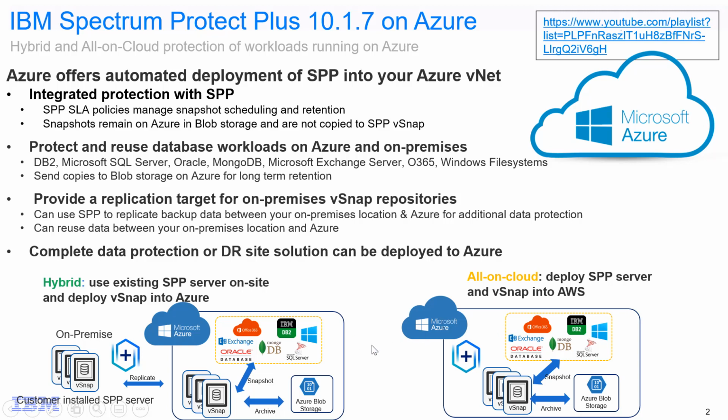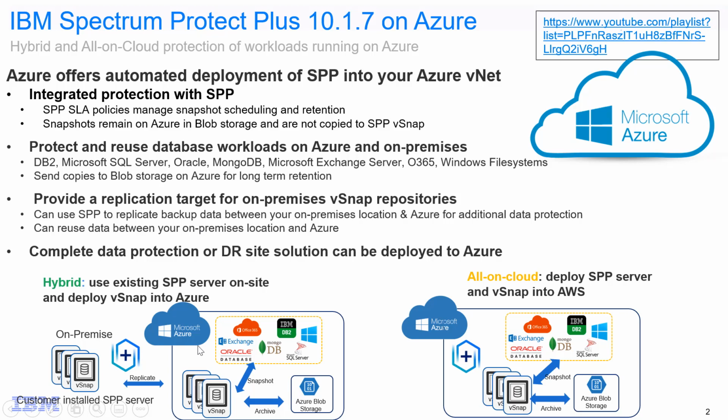When these solutions are deployed, an SLA is created automatically inside the Spectrum Protect Plus server that references the new vSnap as well as the optional Azure Blob storage that can be used to offload the backups from the vSnap to the less expensive Azure Blob storage for long-term retention.